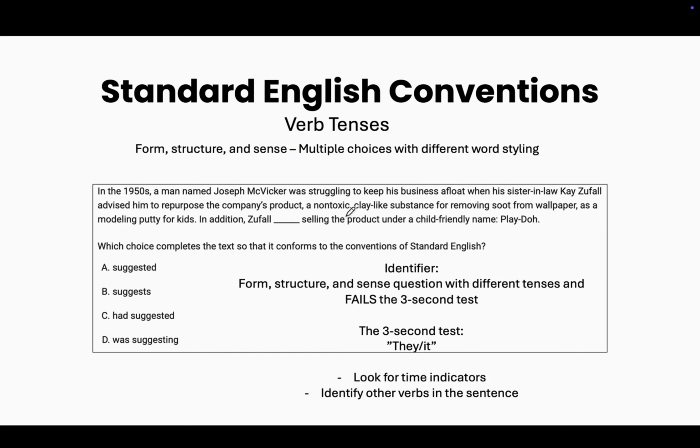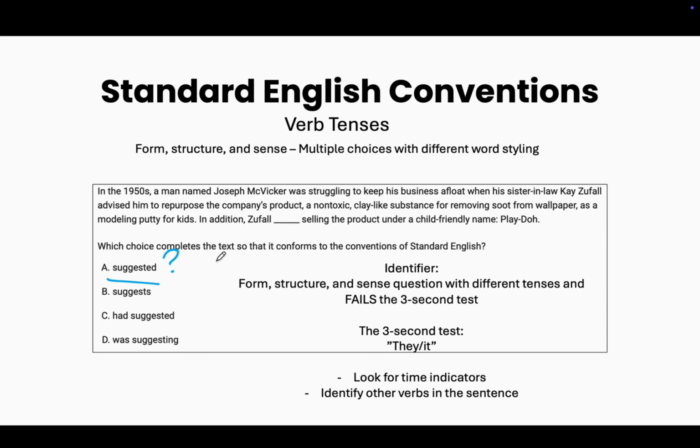But does this trick always work? Not exactly. Sometimes both they and it fit. For example, suggested. Do you say they suggested? Yes, you can. Do you say it suggested? Also yes. So here the they-it test fails. That means it's not about singular versus plural anymore. It is a verb tense question. So how do you solve those? Let's go step by step.